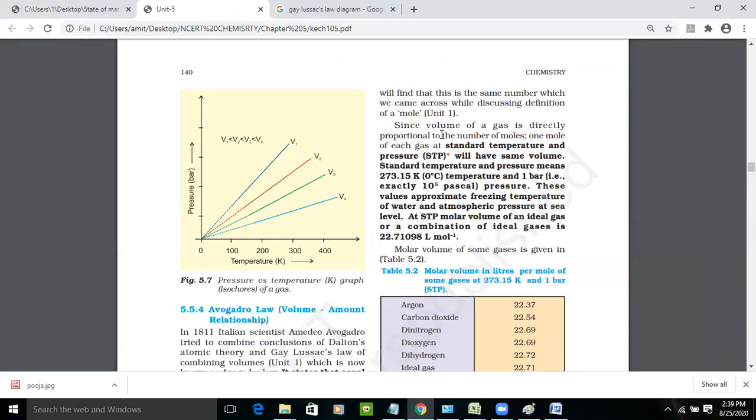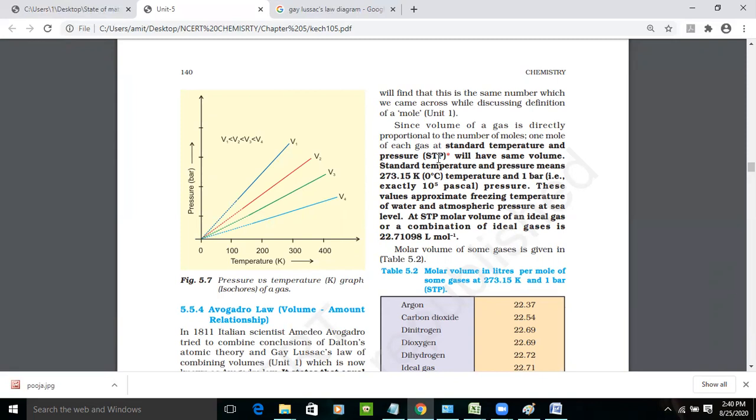Since the volume of a gas is directly proportional to the number of moles, it means that 1 mole of gas at standard temperature and pressure, STP. STP is standard temperature and pressure, where the environmental conditions are fixed, means artificial. We are providing that environment to the gas. And when we talk about NTP, normal temperature and pressure, we are talking about normal temperature, which is atmospheric temperature, room temperature, and pressure is the atmospheric pressure. So there are two conditions, NTP and STP.